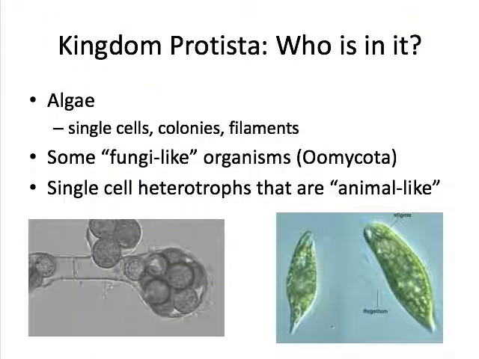So who belongs to the protist kingdom? Well, the algae is in there, and that includes photosynthetic single cells, colonies, and multicellular filaments. It also includes some fungus-like organisms, and it also includes single-celled heterotrophic organisms that resemble animals. So as you can see, it's a highly diverse and almost disjointed group of organisms.